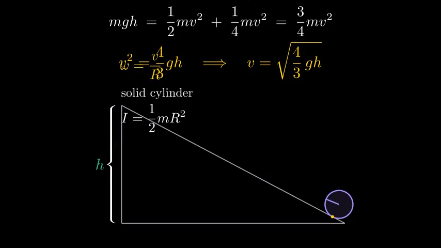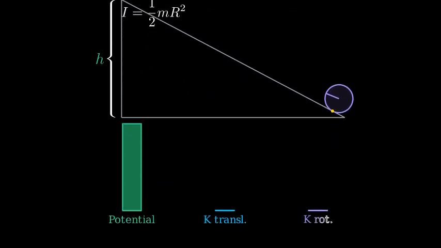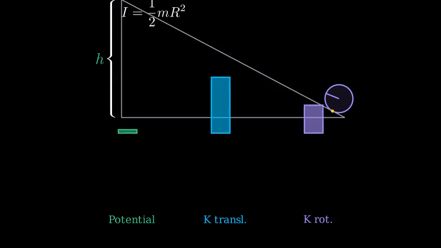To make the energy split crystal clear, watch the energy bars. At the top, all energy is gravitational potential. At the bottom, that same total has been converted into two parts, translational kinetic and rotational kinetic. For a solid cylinder, the split is 2/3 in translation and 1/3 in rotation.